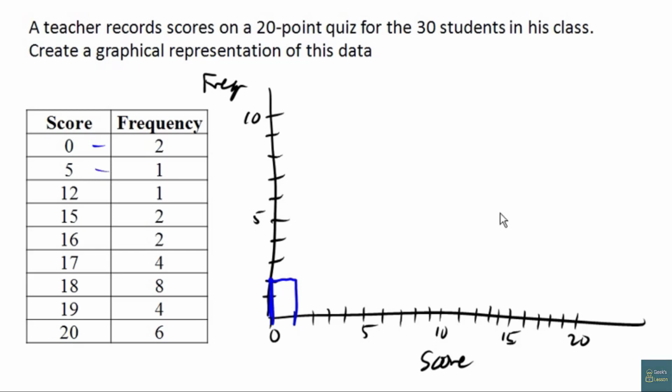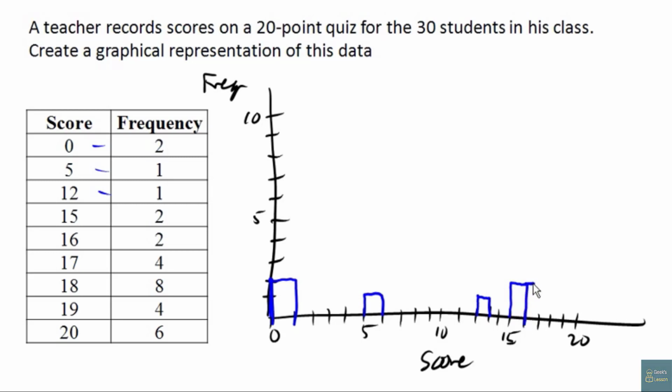And so our next score here has a frequency of 1, but it has a score of 5. So it's way over here. There's a big empty space here in our graph corresponding to all those scores that didn't show up. Our next is a score of 12, also with a frequency of 1. And then we've got a score of 15 with a frequency of 2. And then a score of 16 with a frequency of 2. So this is going to start at 16 and extend up to, but not quite including, 17.